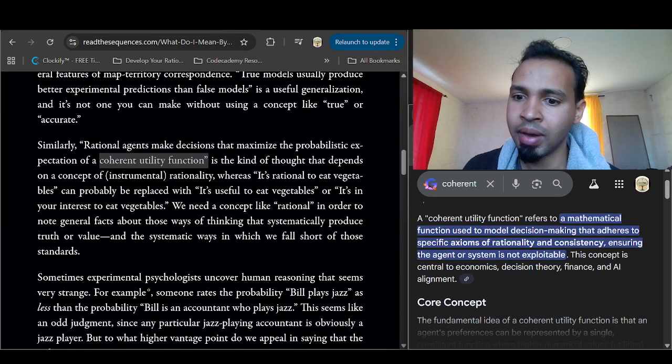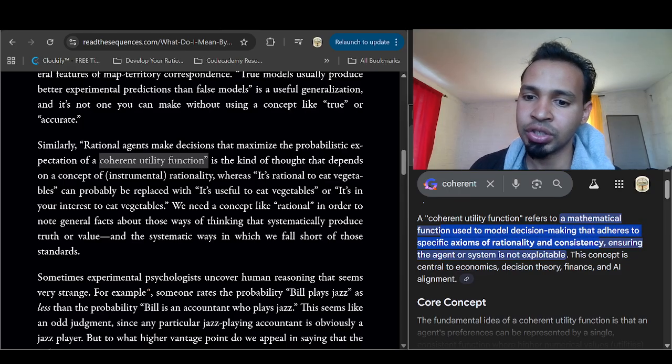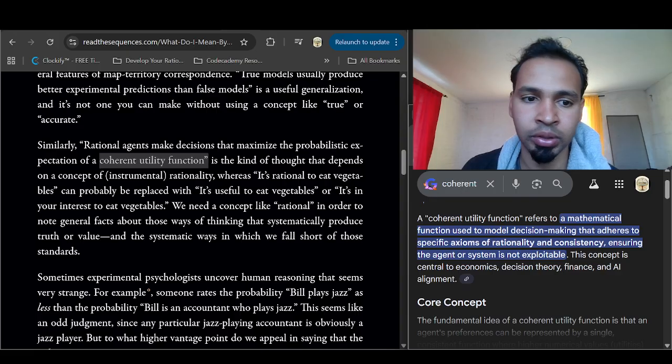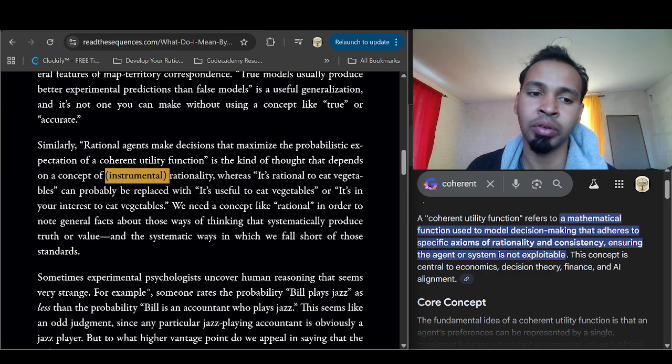It refers to a mathematical function used to model decision making that adheres to specific axioms of rationality and consistency, ensuring the agent or system is not exploitable. Okay. Anyways, this statement is the kind of thought that depends on a concept of instrumental rationality, whereas, interesting, he's saying instrumental, I would think it would be epistemic.